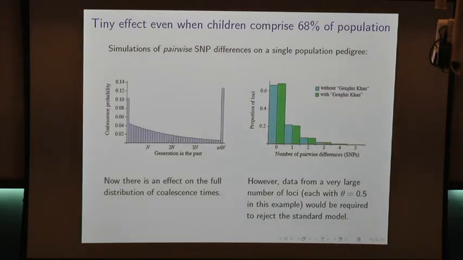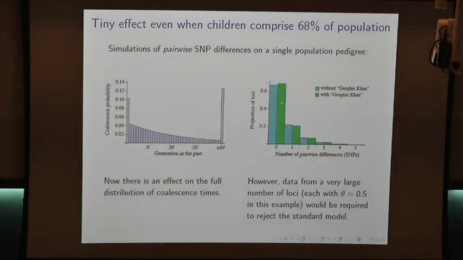If I were to then generate some data, remember I'm not observing coalescence times, I'm observing data. So if I were to generate many, many pairwise loci, kind of like in the table I showed earlier in the talk, can I reject the coalescent model, or the model without this toy example of Genghis Khan? I generated some data without Genghis Khan and with this particular Genghis Khan. These are the numbers of pairwise differences or SNPs between two sequences, 0, 1, 2, 3, 4, 5, and so on. And you can see that they're not that different. They're a little bit different.